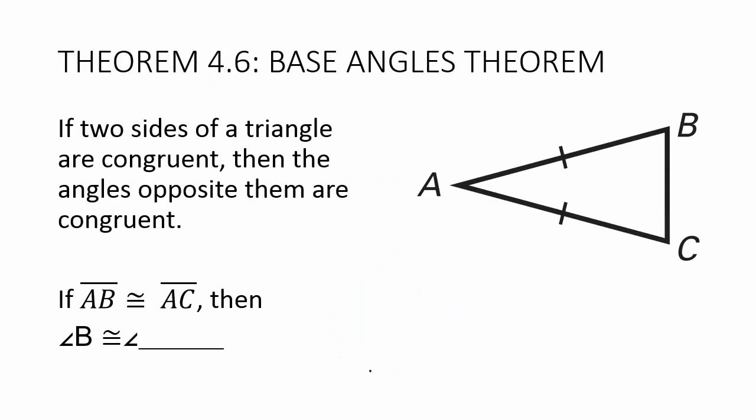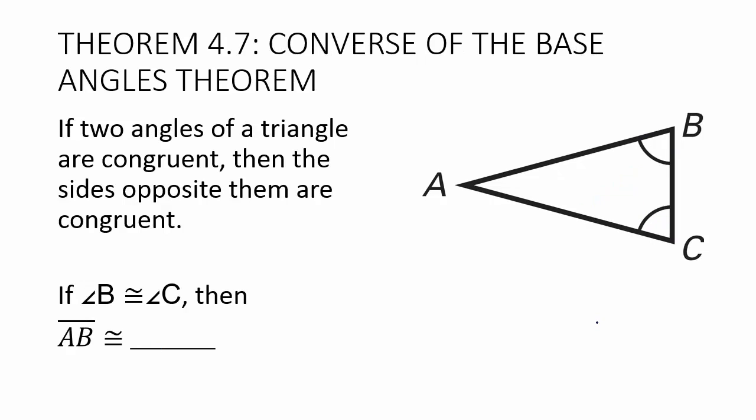Theorem 4.6, base angle theorem. If two sides of a triangle are congruent, then the angles opposite them are congruent. So if we have line segment AB congruent to line segment AC, then angle B, which is this angle over here, is congruent to angle C, which is this angle over here. As we said in the vocabulary, your two base angles are opposite the congruent sides, or the legs, of your isosceles triangle.